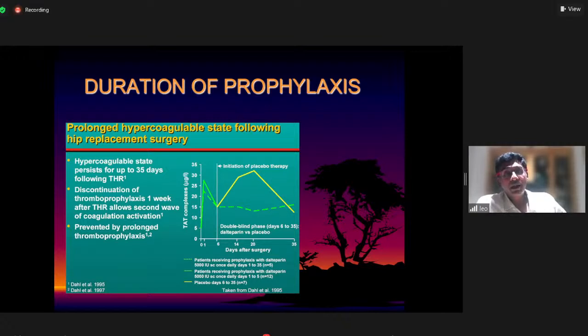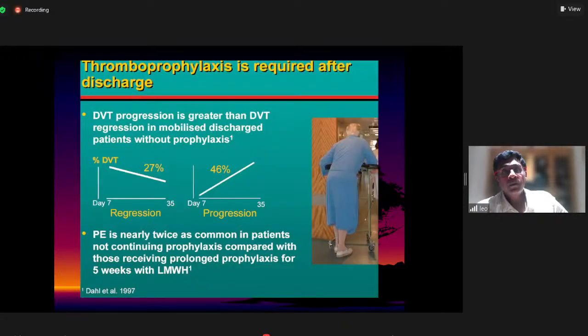So if you are looking at a patient who has a high risk for surgery and a high risk of developing DVT, and you need to anticoagulate them, then you may have to go up to 5 weeks postoperatively. So again, this is another suggestion which suggests that pulmonary embolism is nearly twice as common in patients who have not been given prophylaxis compared to those who have been given prophylaxis for 5 weeks.